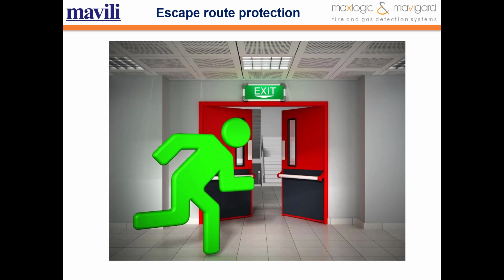Escape route protection. A system that only protects the escape routes is intended to give people a timely fire alarm to escape before the escape routes are covered by smoke and heat. Such systems should not be expected to protect people who may be in the room that is the source of the fire.